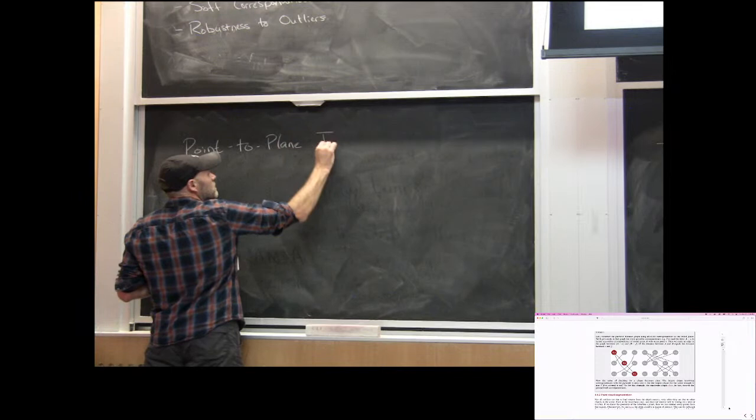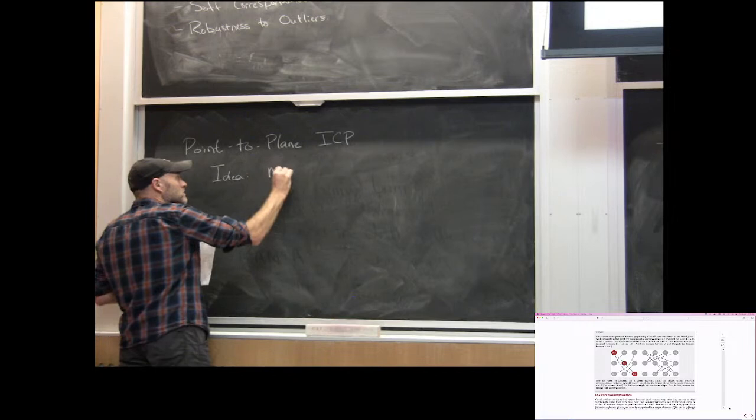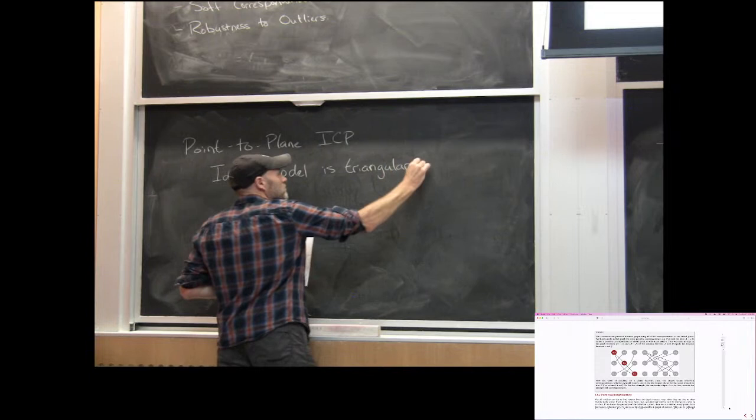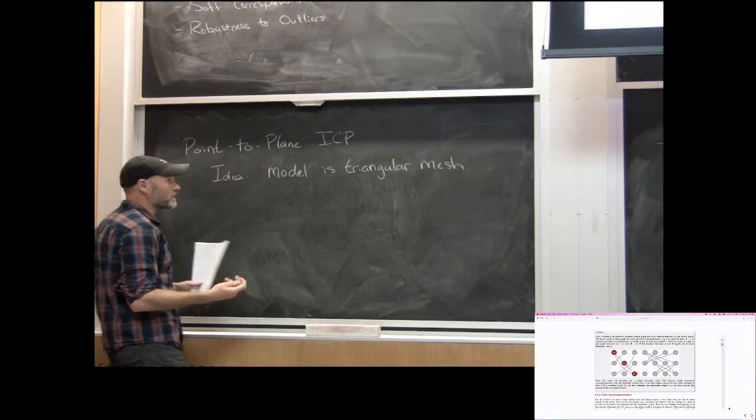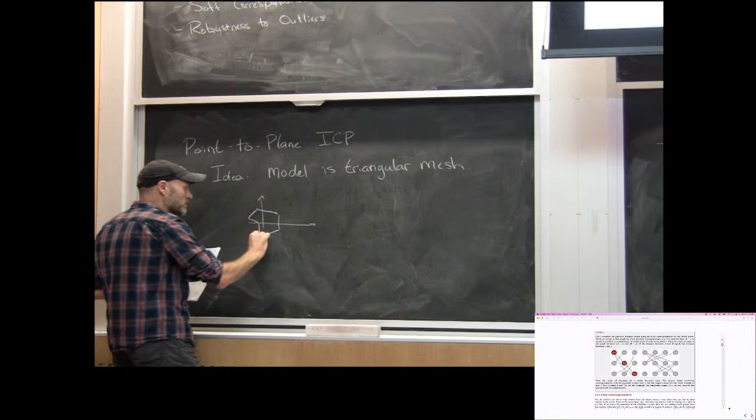So the idea here is I want my model to be a triangle mesh, a triangular mesh, instead of a bunch of points. And I'm going to do my example here just in 2D, okay? So let's just say my model looks like this, whatever, okay?